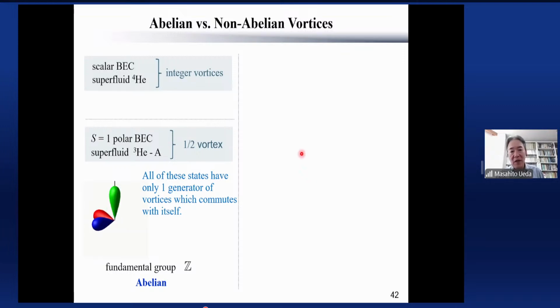So next, abelian versus non-abelian vortices. A scalar BEC and superfluid helium-4 has integer vortices, and spin-1 polar BEC and superfluid helium-3 A phase have half quantum vortices. All of these have only one generator of vortices. For example, in this case, there is only one symmetry axis, which commutes with itself. Therefore, vortices created in these phases are abelian.